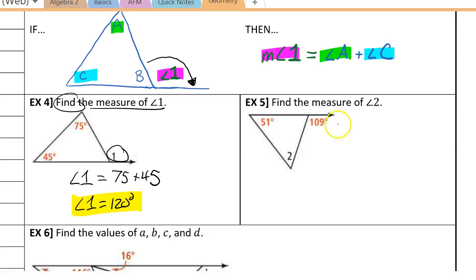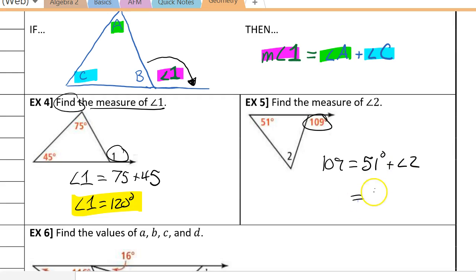Next example, here I want to find the measure of angle 2. It's interior in this particular triangle. So 109 is my external angle. I know that is equal to the sum of the 2 remote interiors, so 51 degrees, and this unknown angle 2. If I solve this one, angle 2 is equal to 58 degrees.